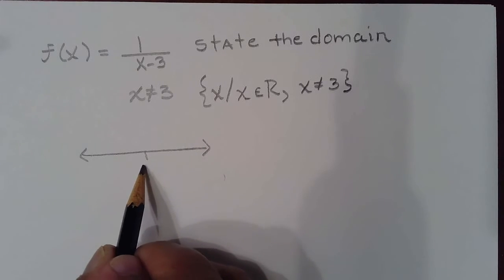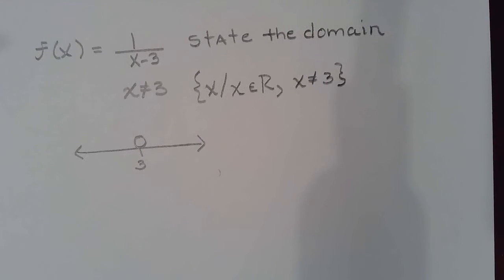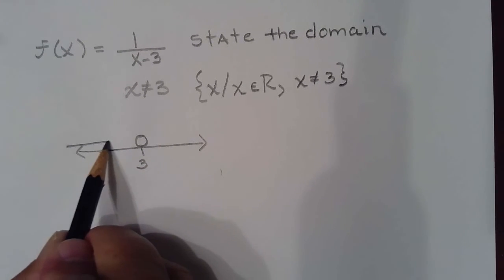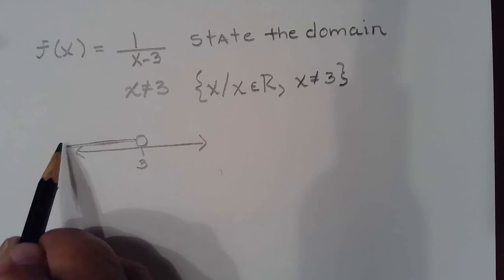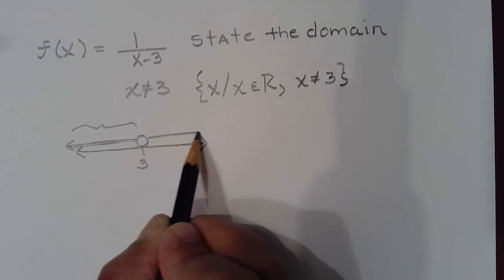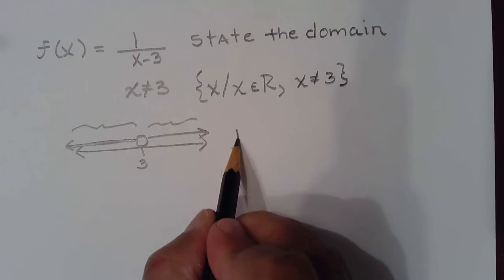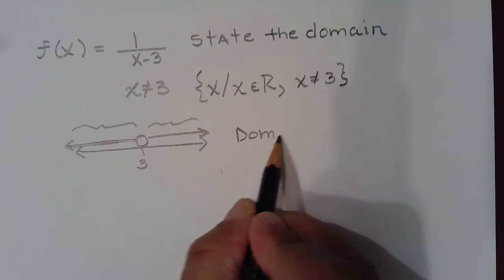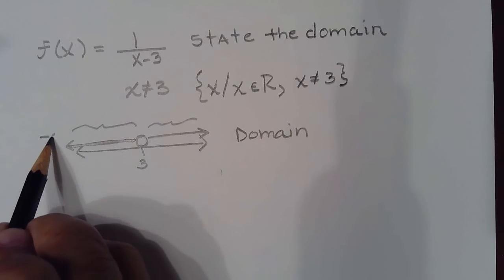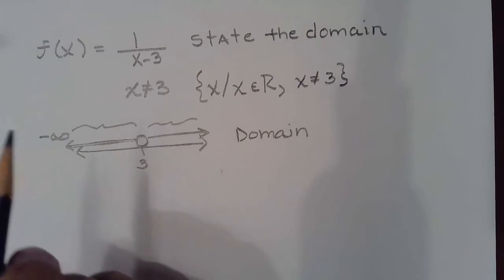So why don't we put the value that it can't be? We'll put a hole right here so that we're basically saying we're going to jump over that value, yet any of the values to the left of 3 are good. So all of this is good, and anything to the right of 3 is good. So when you state a domain in interval notation, you're going to talk about that it can be anything. You read the number line and all the values that it can and cannot be from left to right.